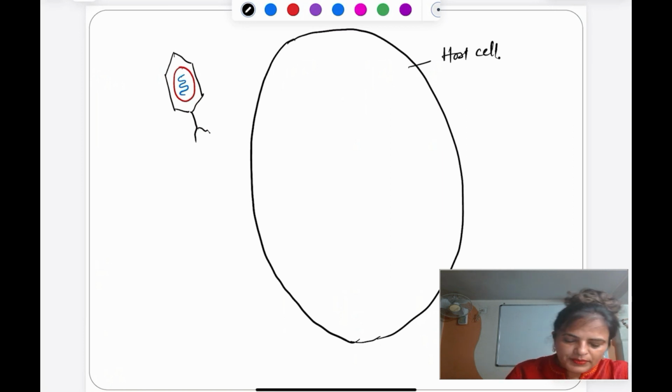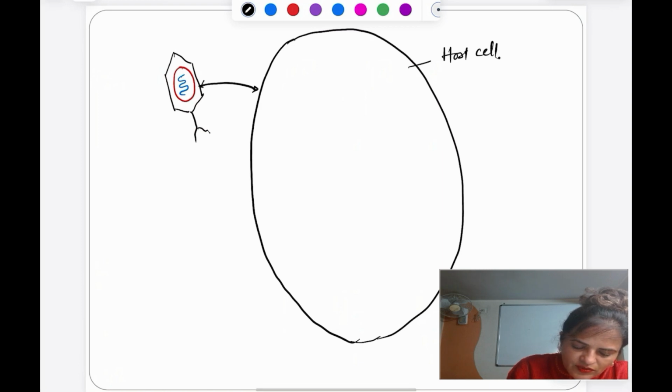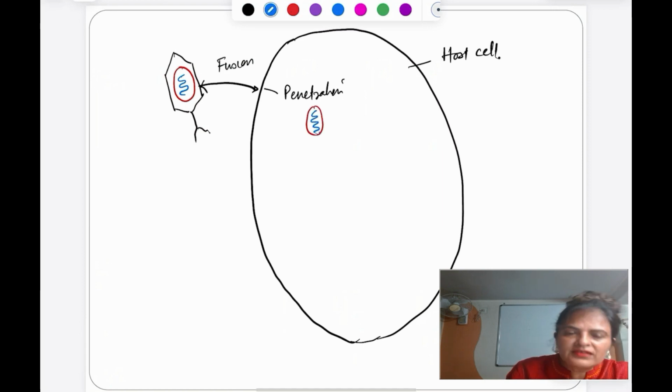Now the first step is the fusion of this virus with this. That is the first. The second step is the penetration of this virus. So once the virus enters, what will happen? This envelope part will not enter. It is only the nucleocapsid part that is going to enter the cell.